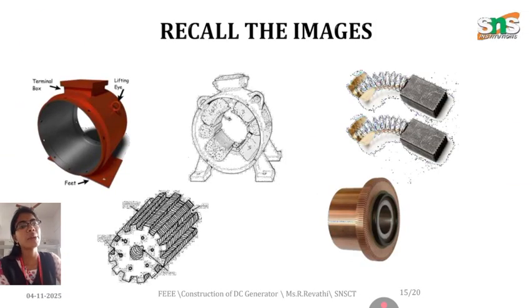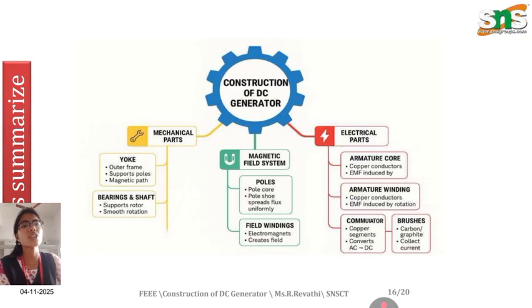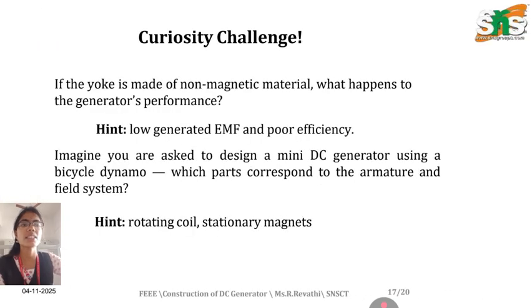So these are all the images which we have seen in the previous slides. The first one is the yoke, and the second is pole shoes and all those things. The third one is shaft or bearing. The fourth one is your split ring, and the fifth one is your split face. Construction wise, there are mechanical parts and electrical parts. The mechanical parts are your yoke, bearing and shaft. Magnetic field systems are poles and field winding. The mechanical and electrical parts are your armature core, armature winding, commutator and brushes, which are the basic construction of a DC motor.